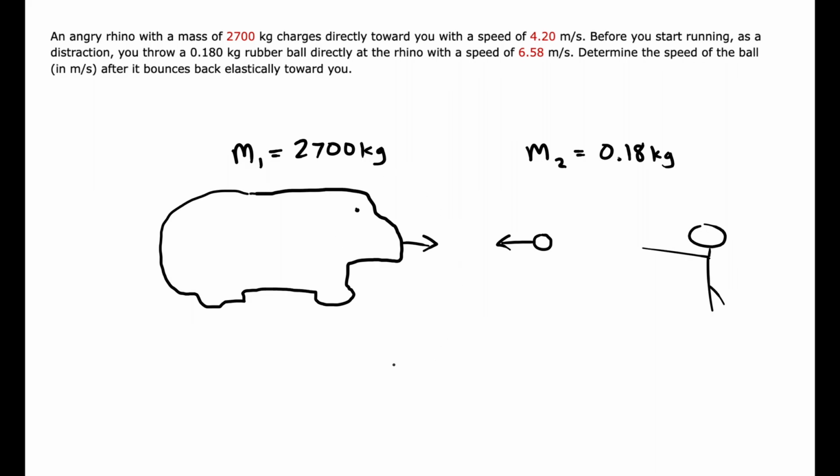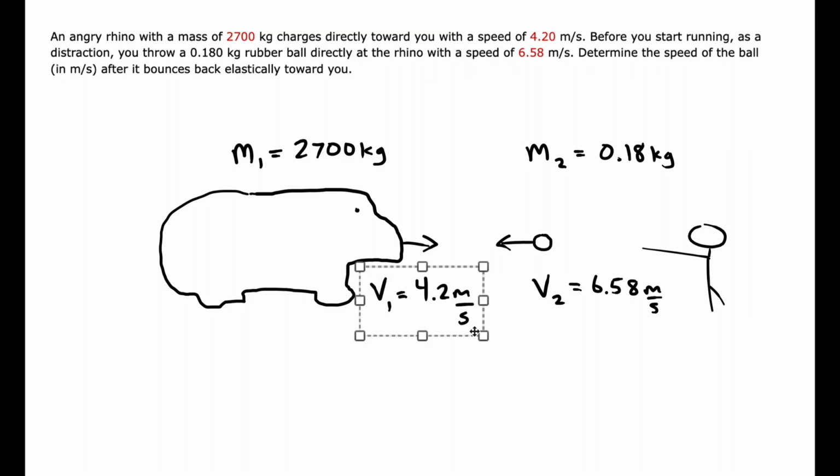We all know a rubber ball is not going to do much to stop a charging rhino, and the equations should reveal that. So we're going to have an M1 and a V1. V1 for the rhino is 4.2, and our V2 for our ball is 6.58. However, in these types of questions, you have to take into account the directions of the velocities. So, with that in mind, one thing I might do is attach a negative to one of them.